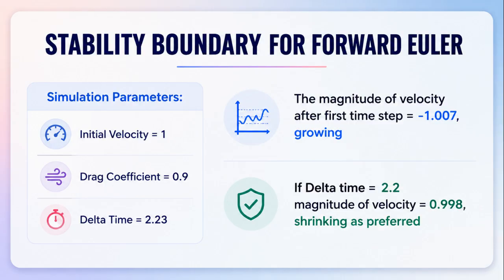Regarding forward Euler, if we were damping the speed of an entity with an initial velocity of 1, a drag coefficient of 0.9, and a delta time of 2.23, the magnitude of the velocity would be 1.007 after the first update. The magnitude of the velocity has increased despite the drag coefficient being below 1. If we now set the delta time to 2.2, the magnitude becomes 0.998, and subsequent steps will converge towards 0.